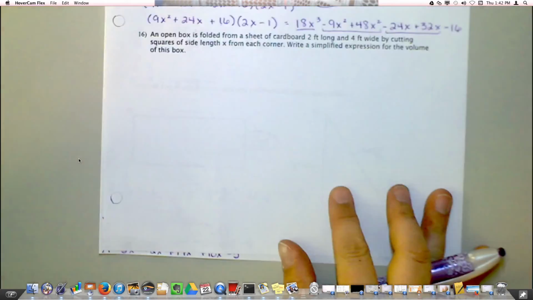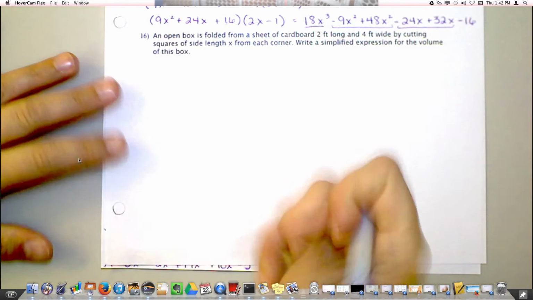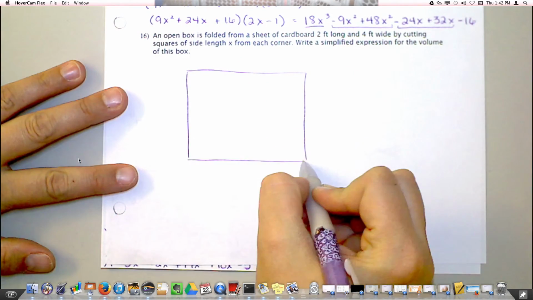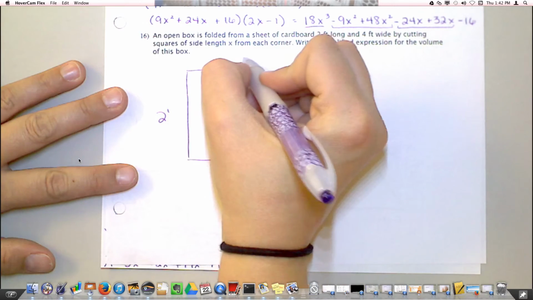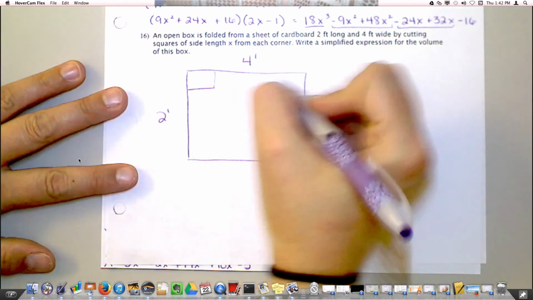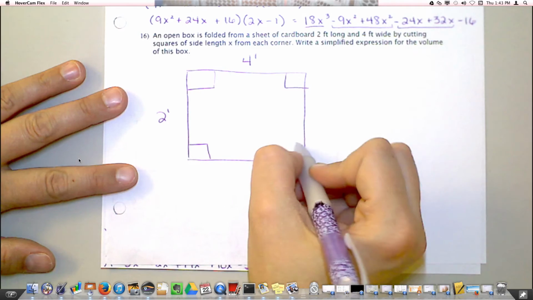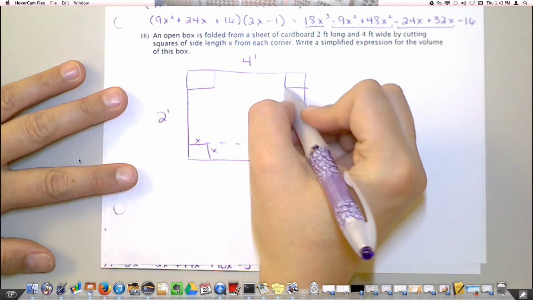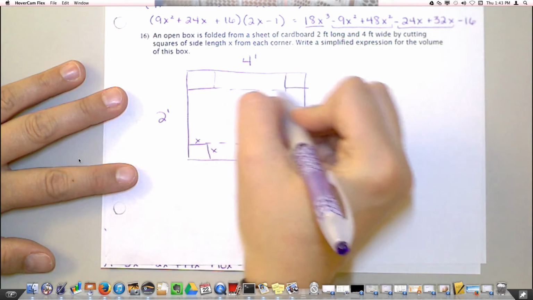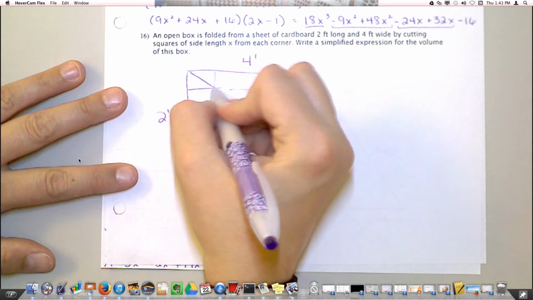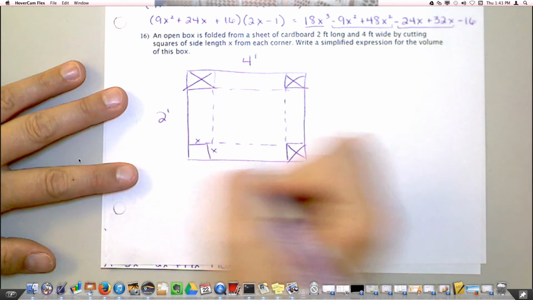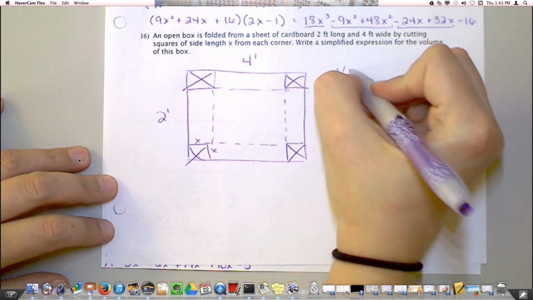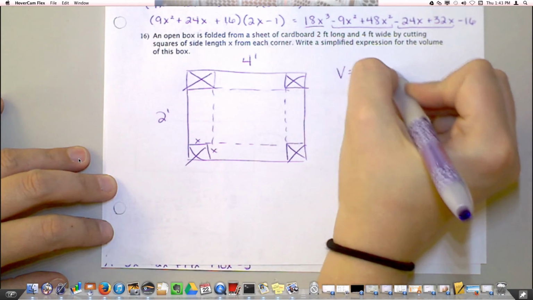So 16, we've got a sheet of cardboard, 2 feet by 4 feet. I'm cutting off the corners again, which are my X's. And I'm folding here. So now these corners are gone. Okay? So I want the volume, which is length times width times height.